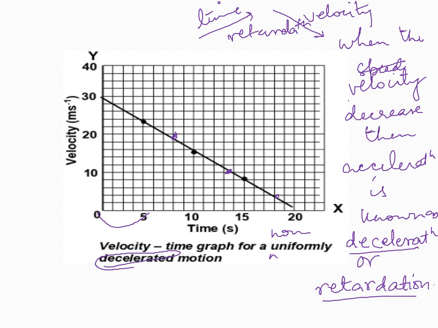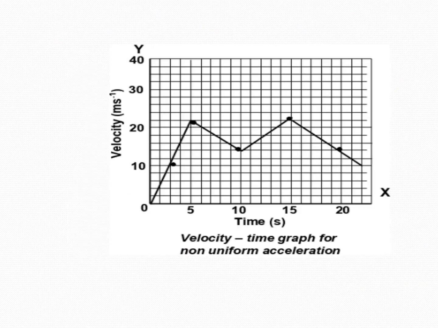Please refer to the book for a better diagram. It is given on page number 106, Figure 8.7. This again is for non-uniform acceleration. Actually, that straight line we should not have given because it is confusing you. Non-uniform means it is changing. You can see it's changing. One time it is increasing, then decreasing, then again increasing, then again decreasing.